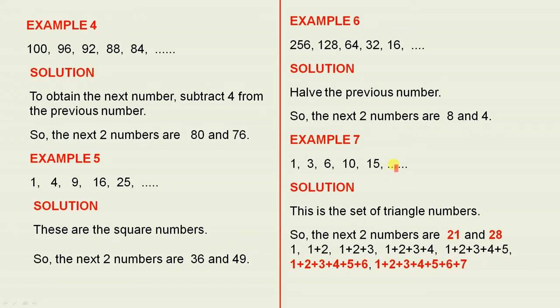So to get the next one, you just add 6. And to get the one after that, you add a 7. So the 2 numbers are 21 and 28. So they're the next 2 triangle numbers.